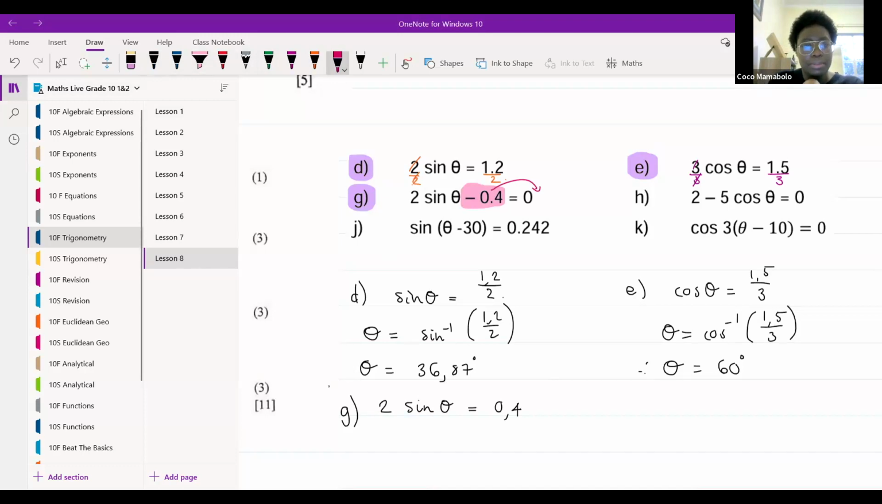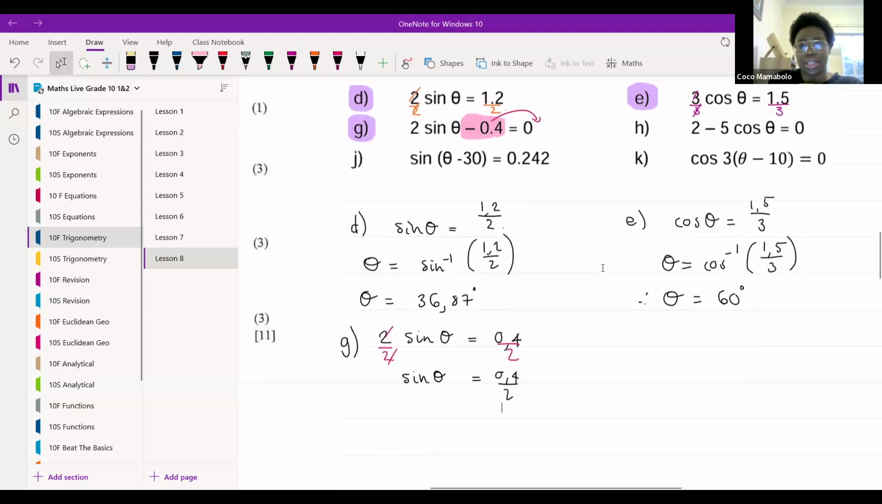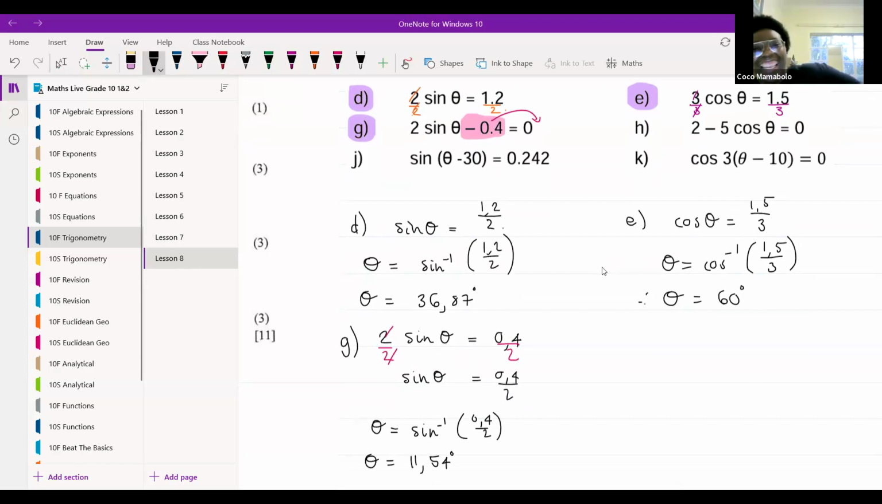What's my next step, people? Divide by 2. Good. Divide by 2, divide by 2, so that can go away. Now I've got sine of theta is equal to 0,4 over 2. And all we need to do here is find theta, which means we're going to look for arc sine. Theta is equal to 11,54 degrees. Sia just lost the mark. Degrees. I just said degrees.